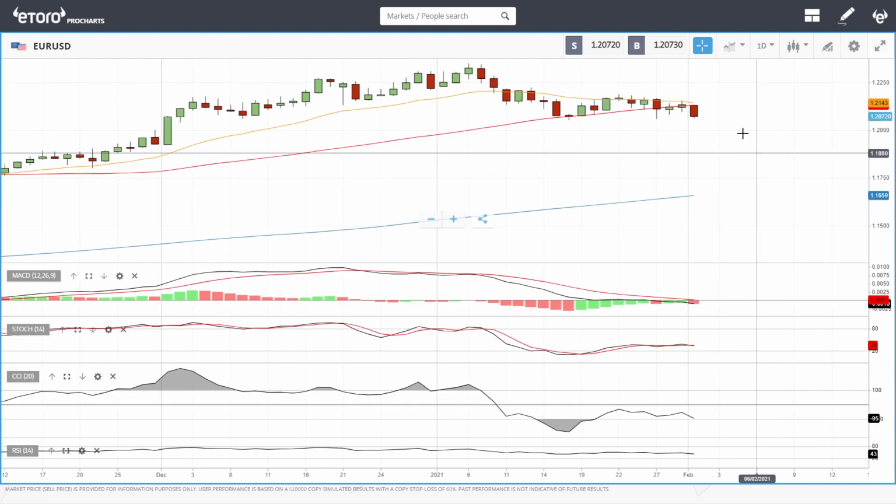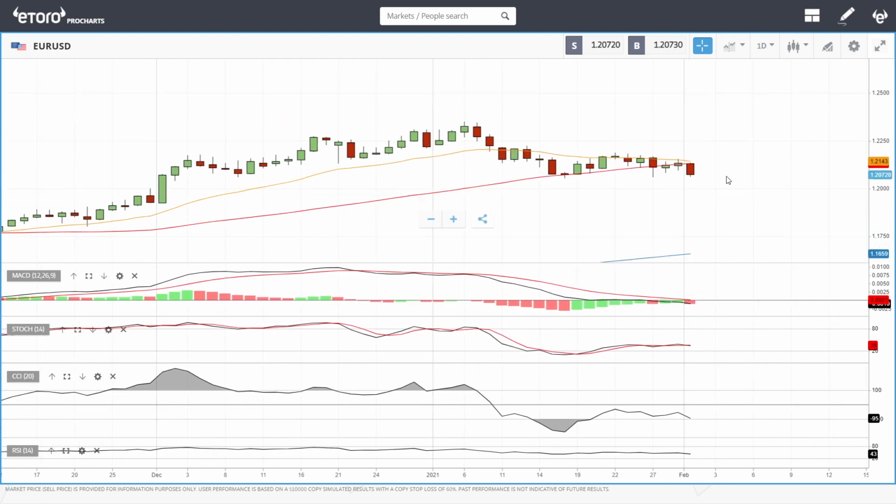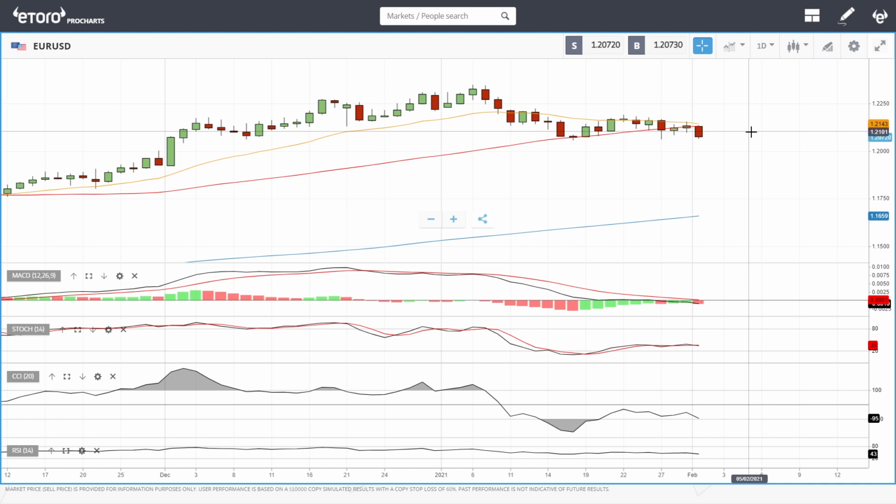So as you can see, we have fallen quite a bit due to the fact that the US dollar has been appreciating quite substantially. Technical indicators are looking dreadful for the Euro US dollar. So we are testing these previous lows. We have been here several times before.